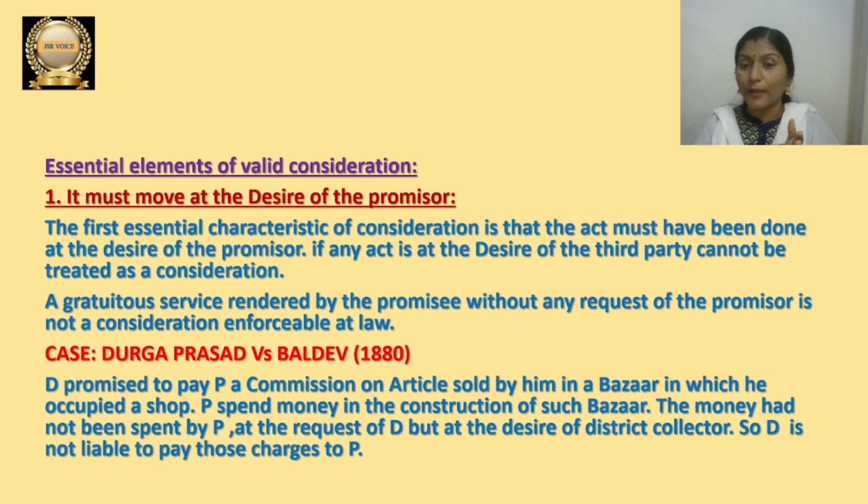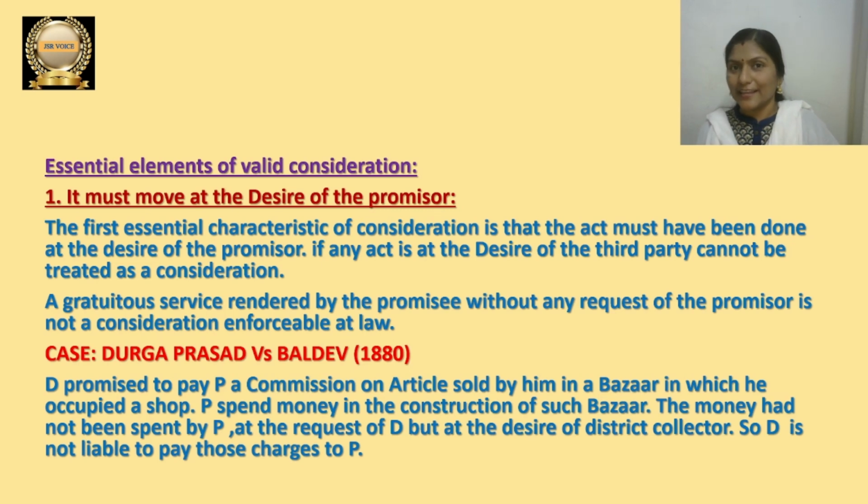If the promisee is doing anything without the request of the promiser, then it is not a valid consideration and it is not enforceable by law. Whatever the offerer says and whatever he is going to give should actually be from the desire of the promiser, but not from a third party. The promisee has to do it, and he can receive anything from the promiser if the promiser says so. Consideration should not be from the third party side. That is the meaning of this point.